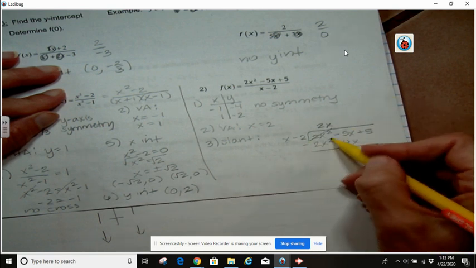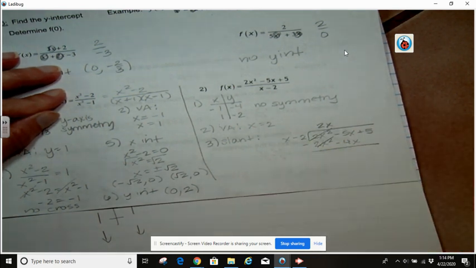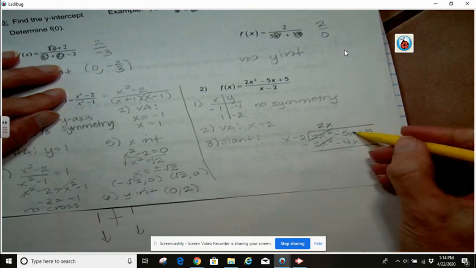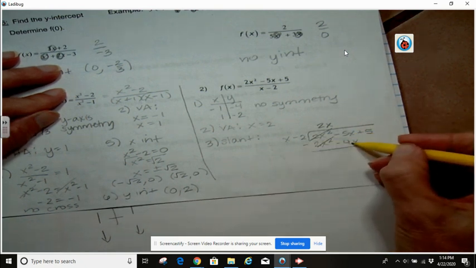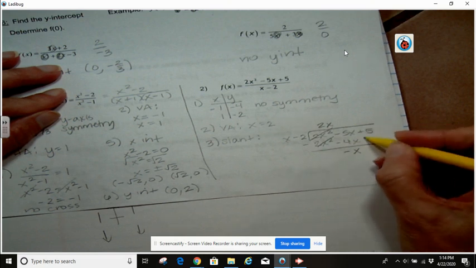Subtract. Remember, these should always subtract out or you're not doing something right. Then -5x minus -4x, that would give you -x. Bring down the next term.